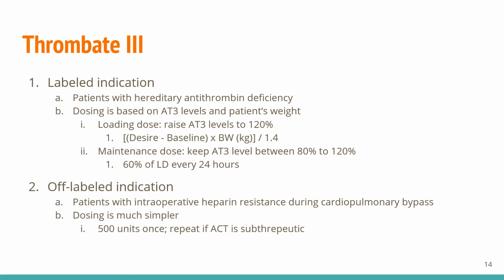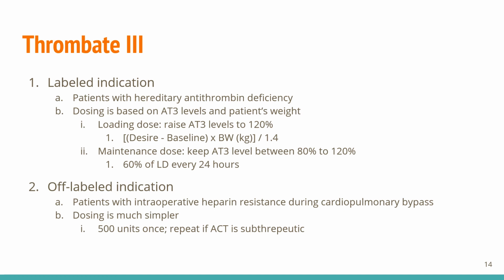Also, it has an off-label indication where the patient has sign of heparin resistance during cardiopulmonary bypass. The dosing is much simpler, where the patient will receive 500 units once, then repeat if the ACT level is still subtherapeutic. There's no renal or hepatic dose adjustment needed. The infusion rate is between 10 to 20 units, and some possible side effects you might see are chest pain, dizziness, hemorrhage, or hematoma. And while the patient is on this therapy, you want to monitor for the vital sign, cardiac, and hemodynamic status.